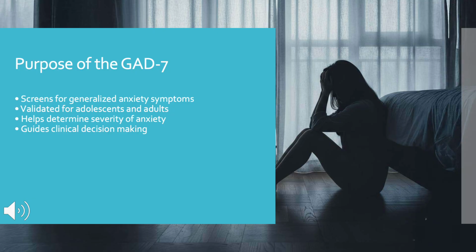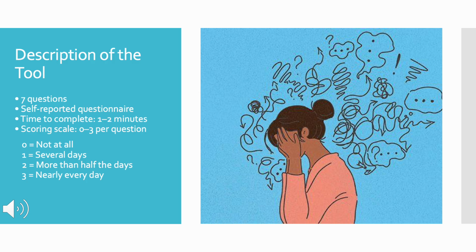be necessary. The GAD-7 includes 7 questions related to common symptoms of anxiety, such as excessive worry, restlessness, irritability, and sleep disturbances. Patients rate how often they have experienced each symptom over the past 2 weeks. Each question is scored from 0 to 3. The total score is obtained by summing all responses, giving a possible score range from 0 to 21. The screening typically takes only 1 to 2 minutes to complete, making it practical for use during routine pediatric visits.